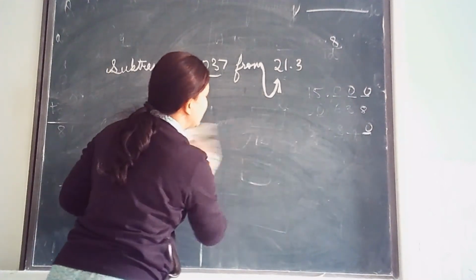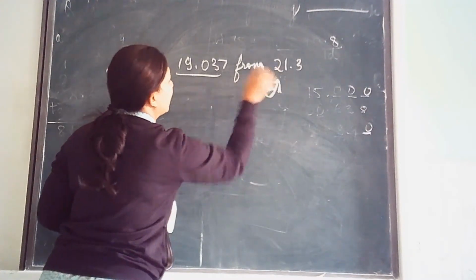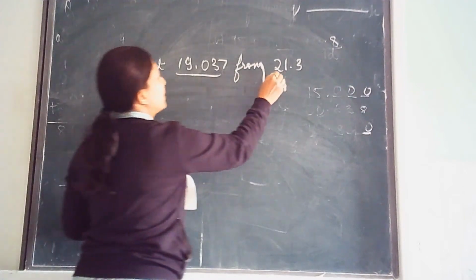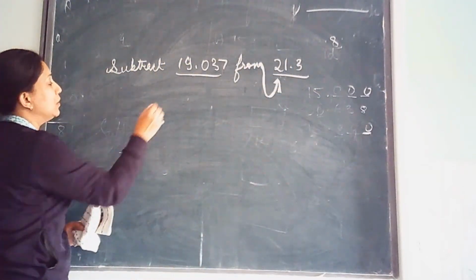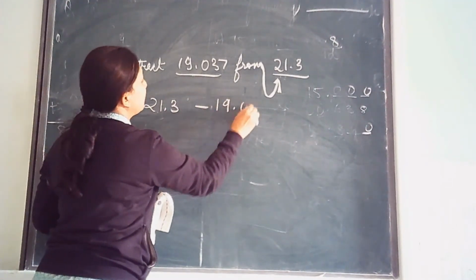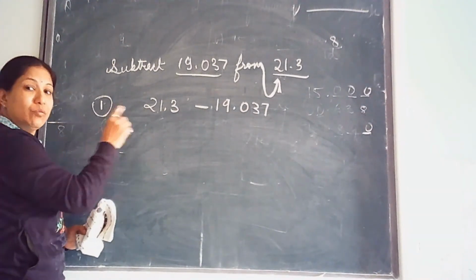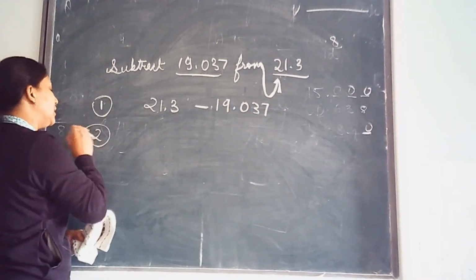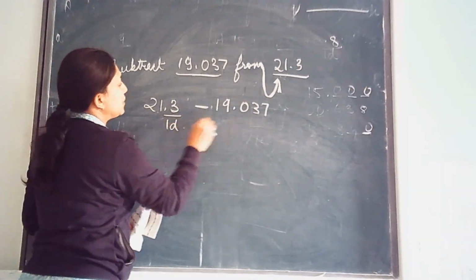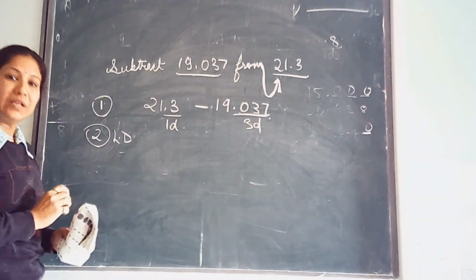Now let's see how we solve this question. Here it is 19.037 from 21.3. First thing is, let us write down what we have to do. See, the magical tail is pointing to 21.3. Write down 21.3 and you will subtract from it 19.037. This is the first thing. Write down what you have to do. The second thing is to check: are they in like decimal form? Here you have 1 digit and here you have 3 digits. So they are not in like decimal form.